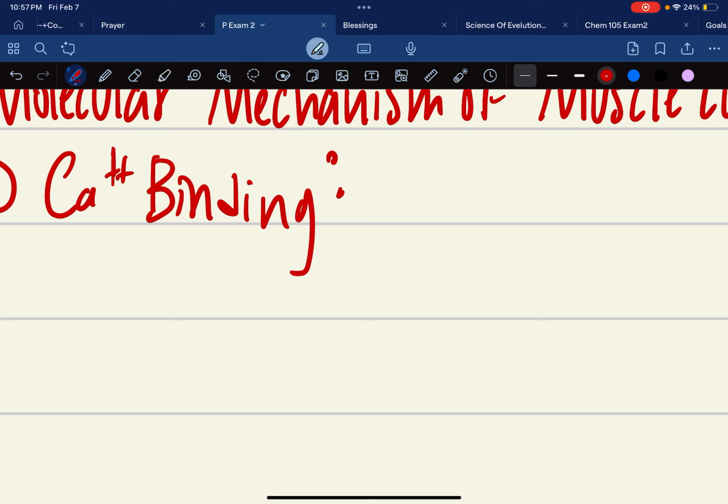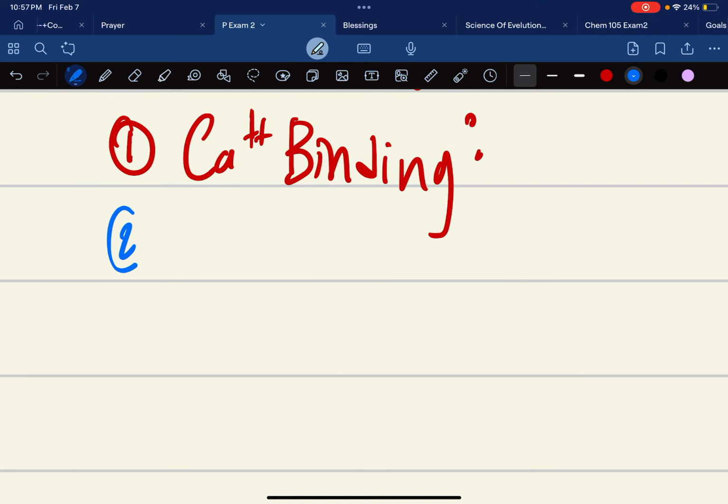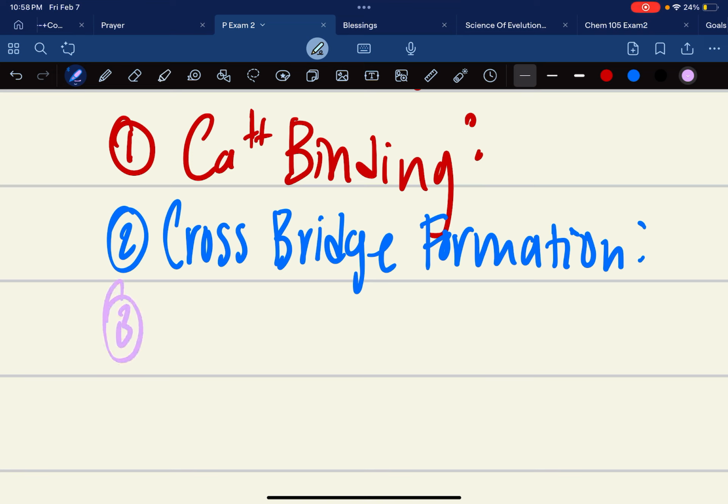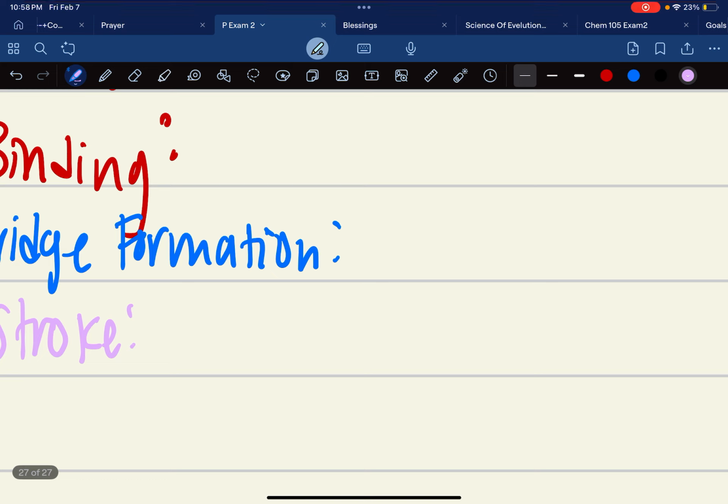And then the second one is cross bridge formation. And that is where myosin's head attaches to actin binding sites, forming cross bridges. And then we have power stroke. And this is just when myosin heads pivot, pulling the actin filaments towards the center of the sarcomere.